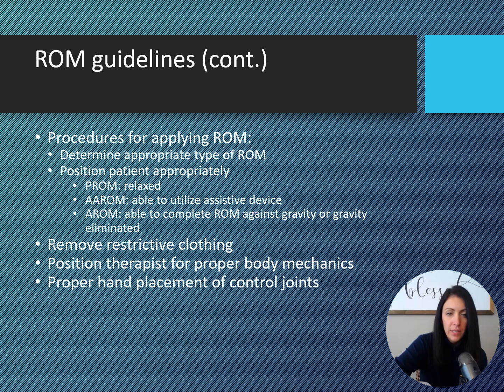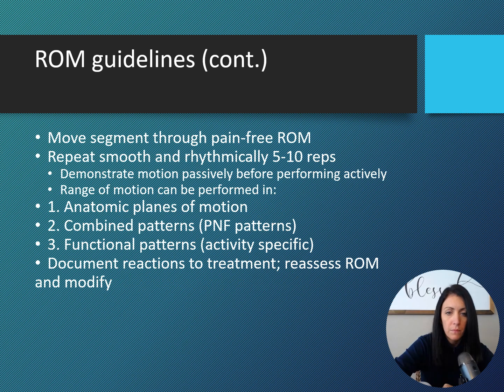So I feel like I've gone through each one, but for passive range of motion, active assisted or active range of motion, you want to make sure they don't have any restrictive clothing. Like during the wintertime, jackets are going to restrict their range of motion, so you want to make sure they have clothing that's not going to do so. All right, so like I said, move the segment through pain-free range of motion, repeat smoothly and rhythmically about 5 to 10 reps. It just depends on what your purpose is, but around 5 to 10 reps. We can talk about that more during lab.